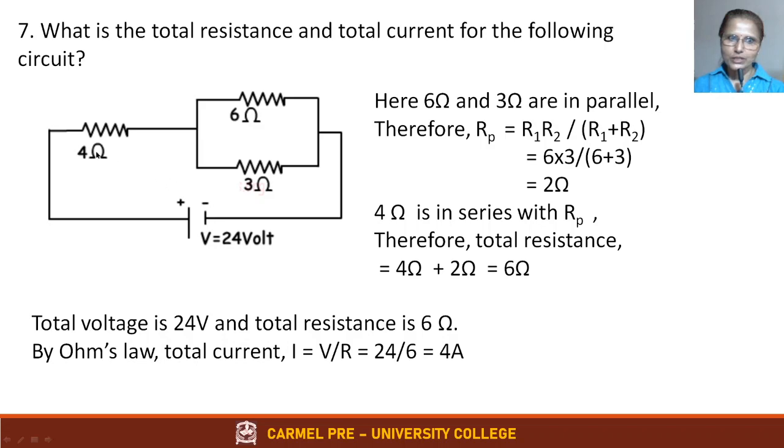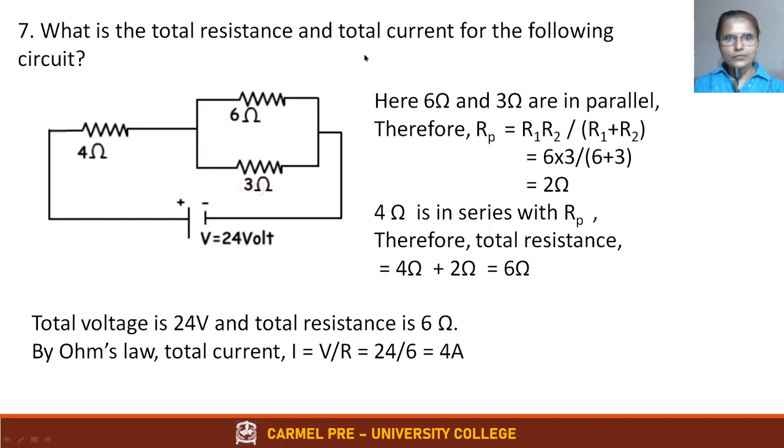So what is the job when they ask for total resistance and total current? First, simplify the resistance combination to a single resistance value, seeing which is parallel and which is series. First you should simplify the parallel, and then add it to the series resistance. Once you know the final total resistance value, then total voltage divided by total resistance will give you current.